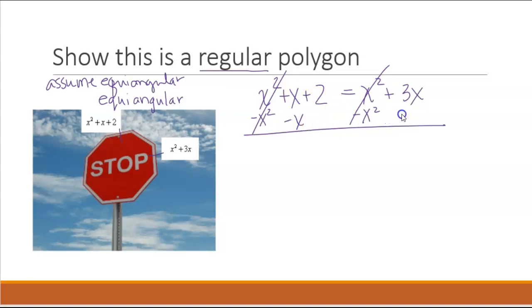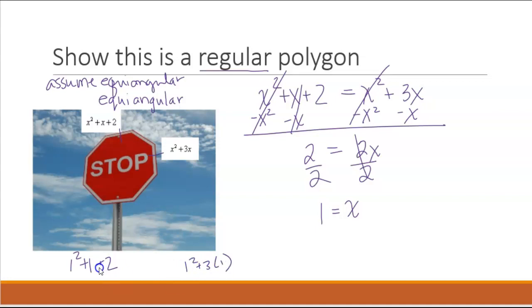So I'll bring the x over here. You get 2 equals 2x and divide by 2. x is 1. So let's plug in 1 for x and see what we get. So 1 squared plus 1 plus 2, and 1 squared plus 3 times 1. This is what? 4 and 4. Here we go. They are congruent.